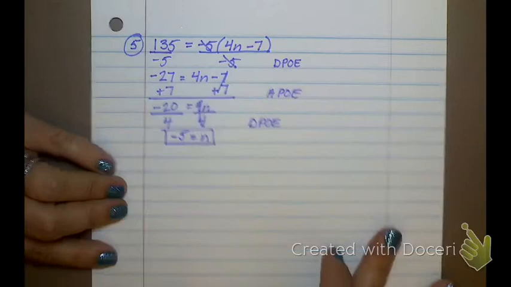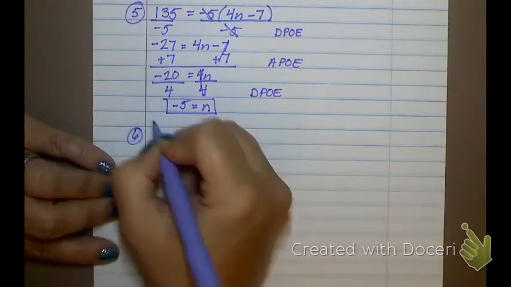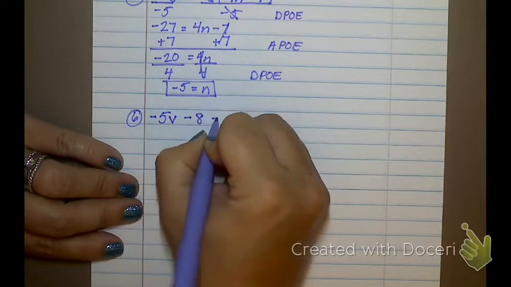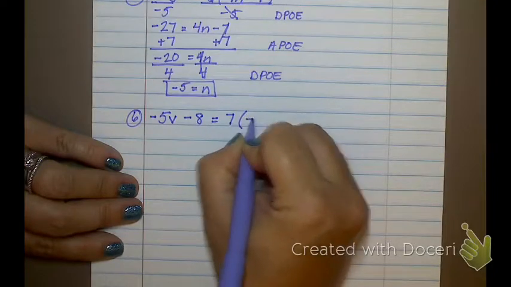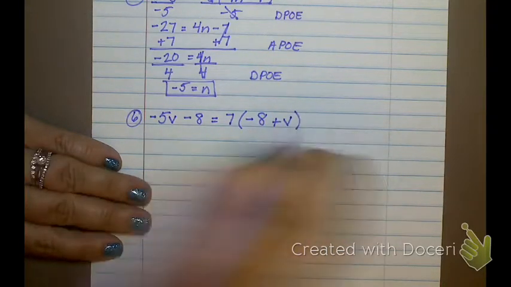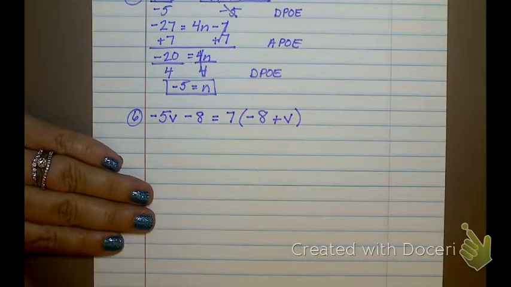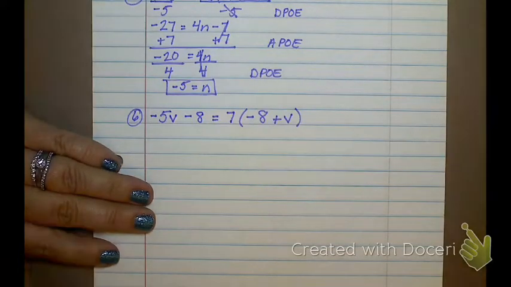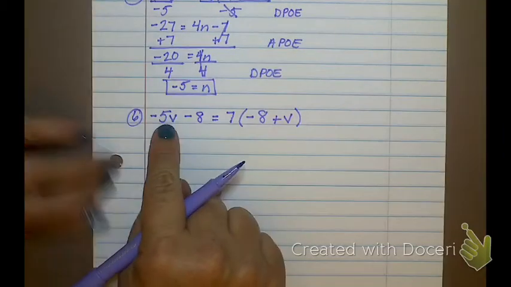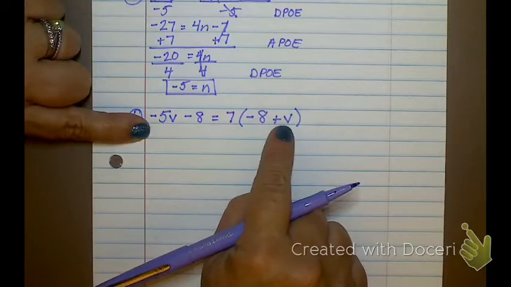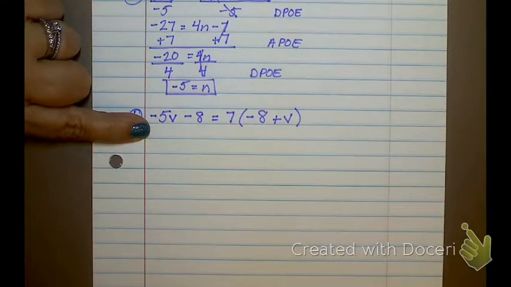All right, you ready for more difficult? Negative 5v minus 8 equals 7 parentheses negative 8 plus v. Okay. So I notice a couple things about this. I see a v over here, but I see a v over here also. But I can't just move this guy because why? He's stuck in parentheses, right? Which means I have that distributive property thing.